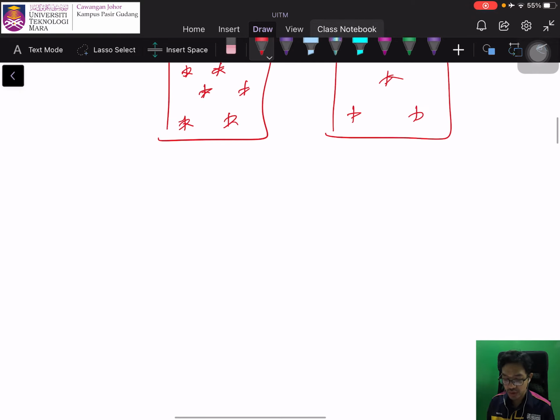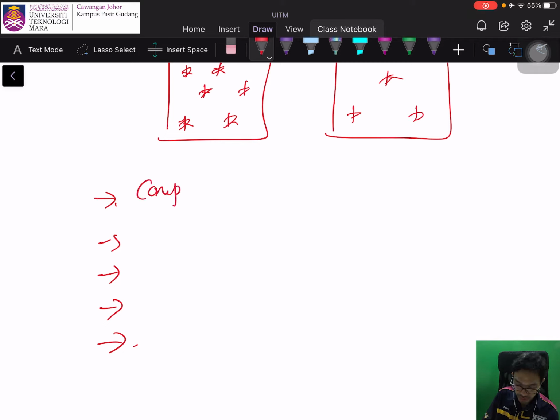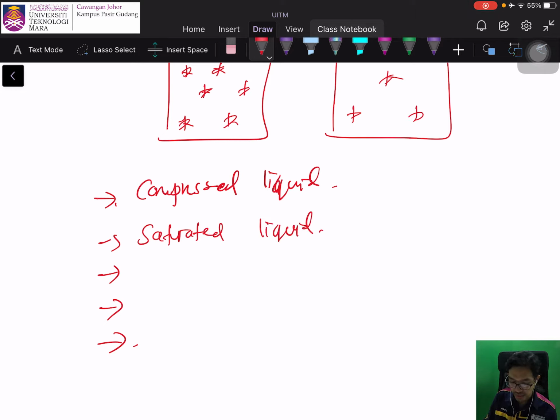So basically, if you learned in your thermodynamics class, we have 5 different states of water, or specifically steam. The first one is a compressed liquid. The second one is a saturated liquid. And then the next one is a saturated liquid-vapor mixture, which I will just write here as mixture. The next one is a saturated vapor. And the last one is superheated vapor.